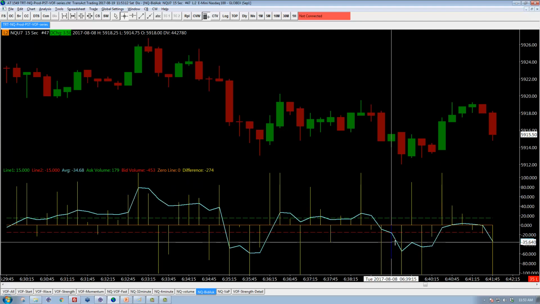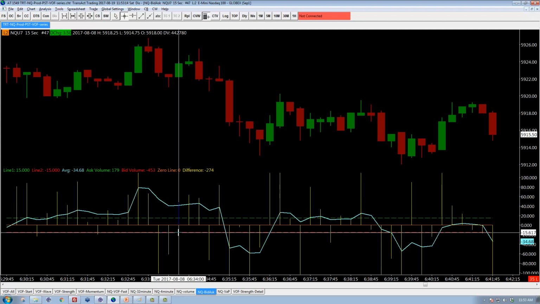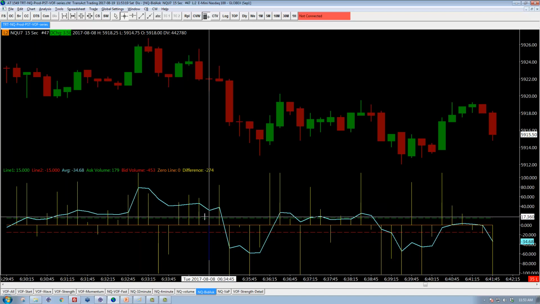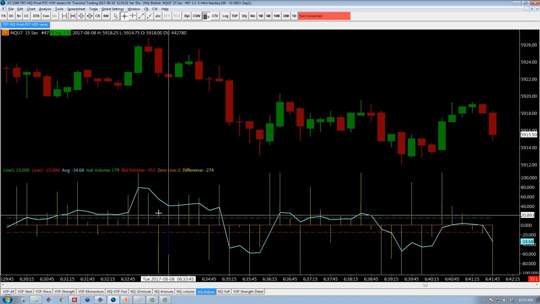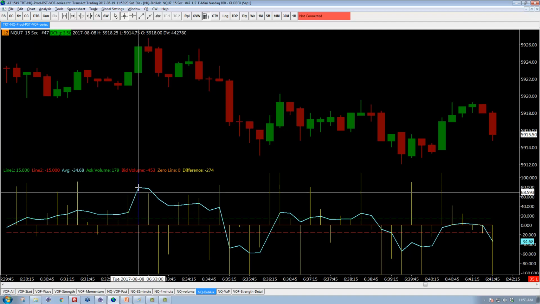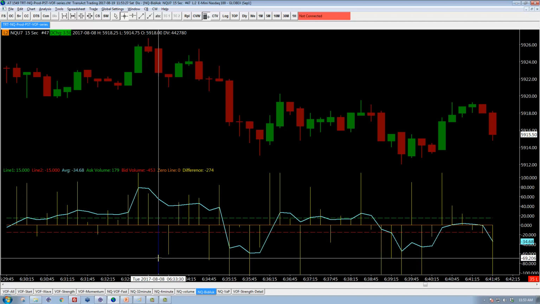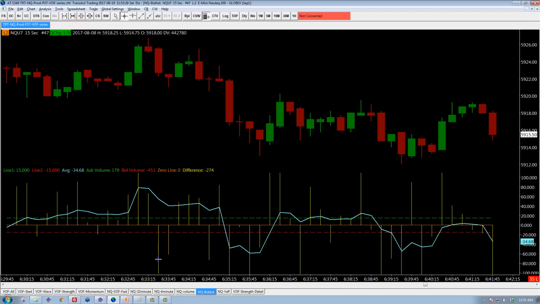All right, so what we have now is the bid-ask difference being plotted, and I've zoomed in on it so that we can see it a little bit better. Each of these yellow bars represents positive net aggressive buying or negative net aggressive selling as the market trades. And then there's a moving average. This is the cyan line right here, and this is plotting the moving average of the difference.